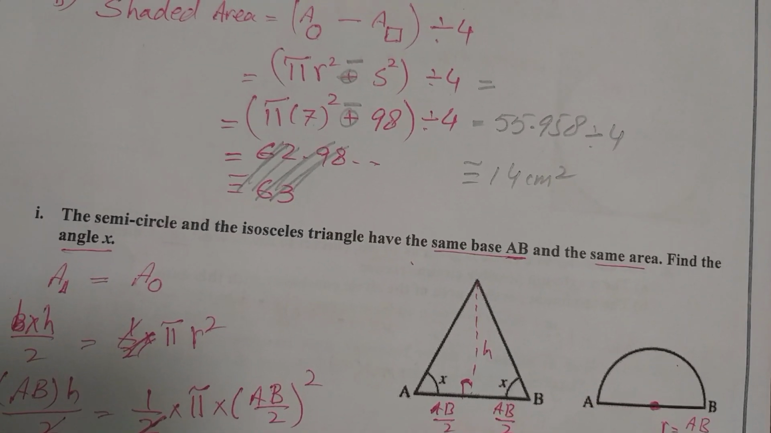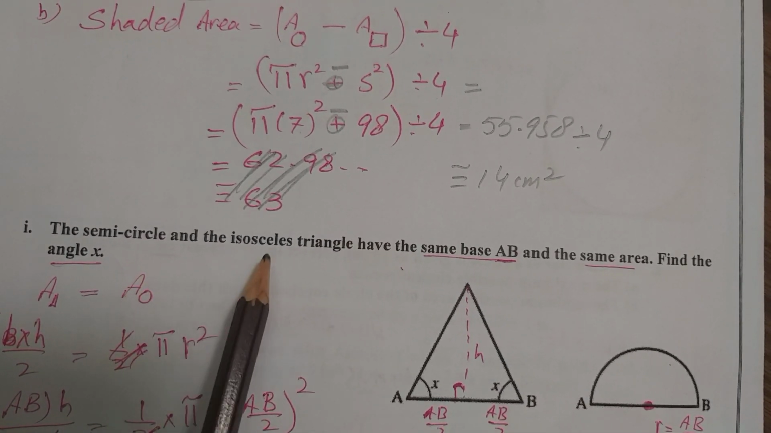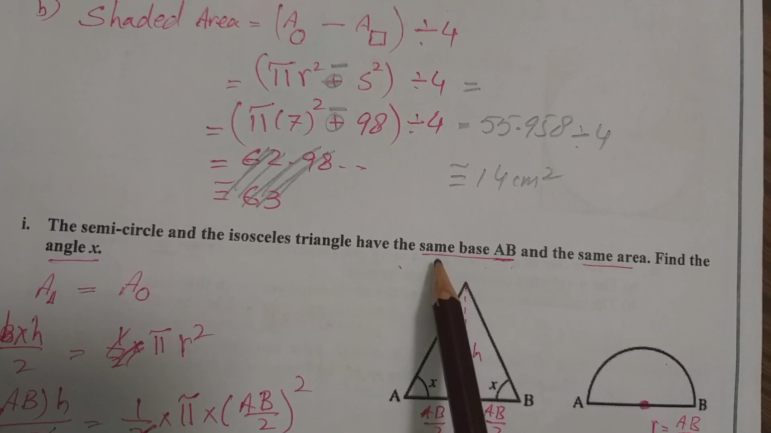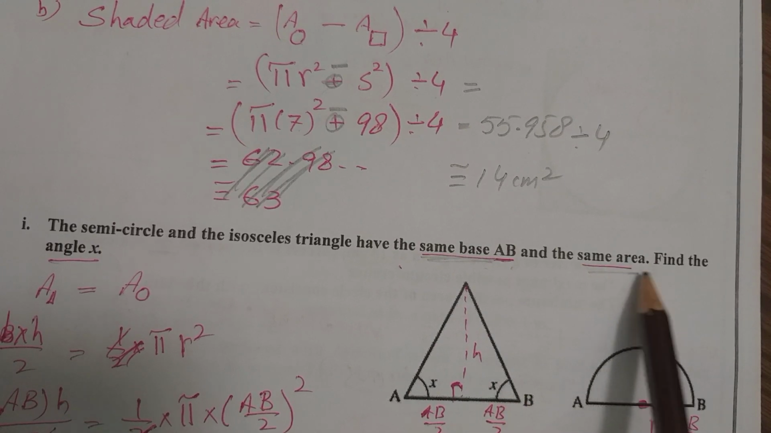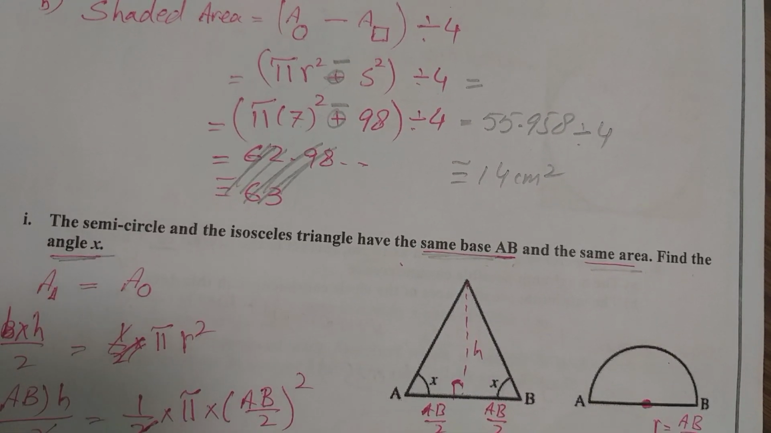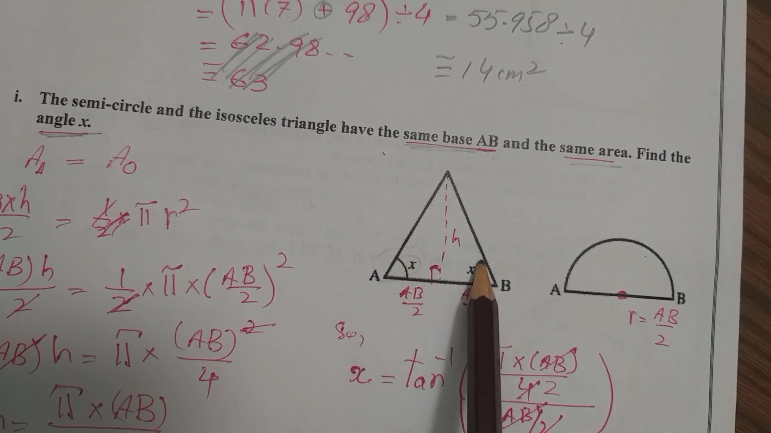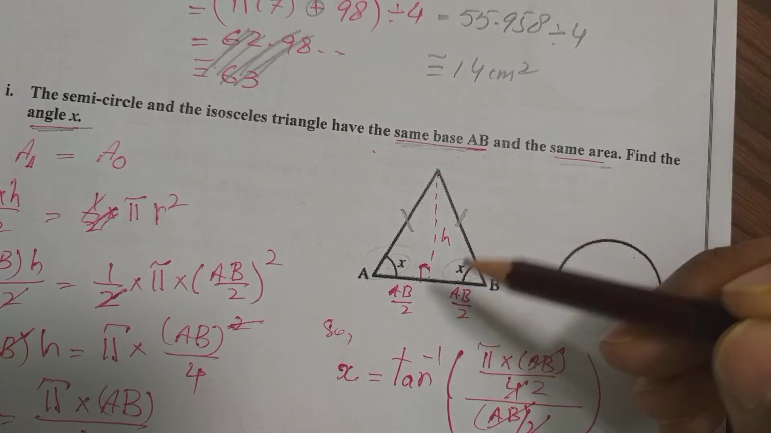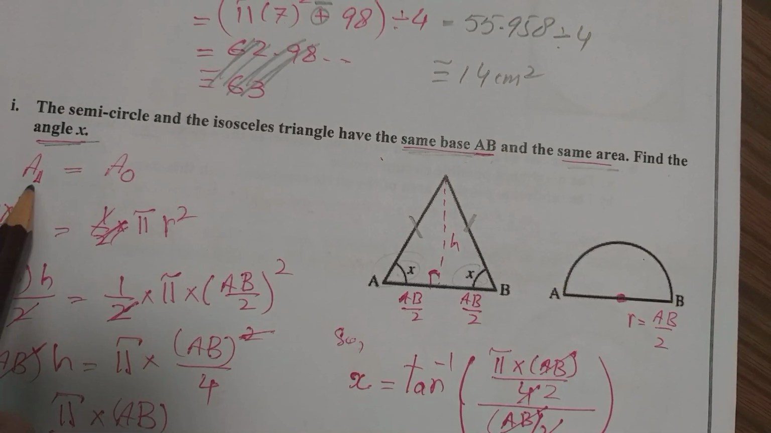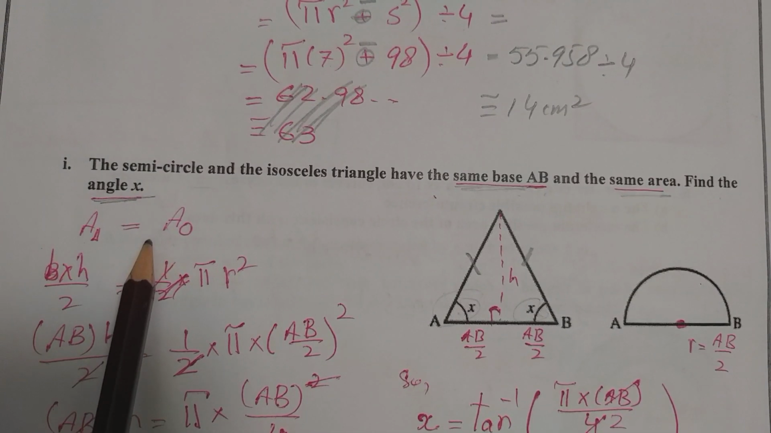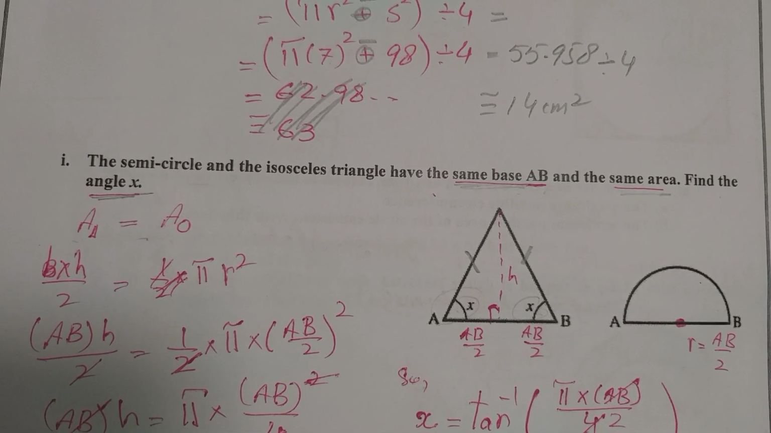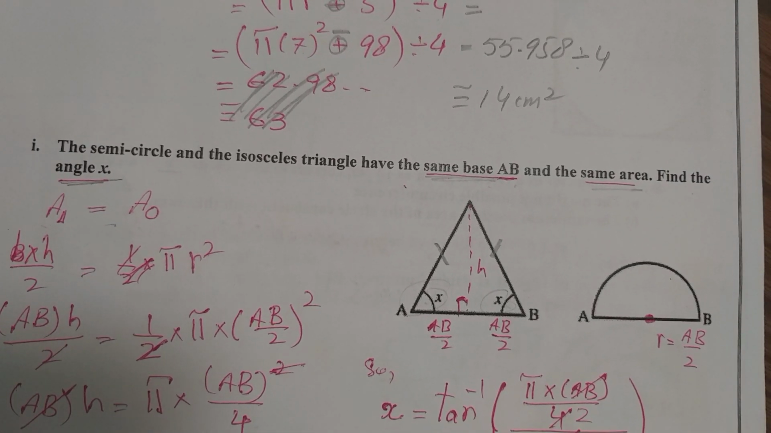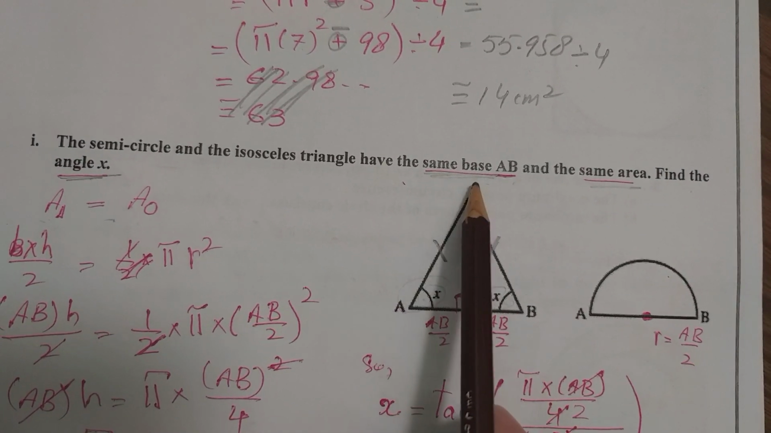Now part b here: the semicircle and the isosceles triangle have the same base AB and the same area. It means the same base and the same area. Find the angle x. We need to find this angle, because in an isosceles triangle these two lengths are equal. So he said that the area of the triangle and the area of the semicircle are the same. Now we need to find out, because they have the same base actually.